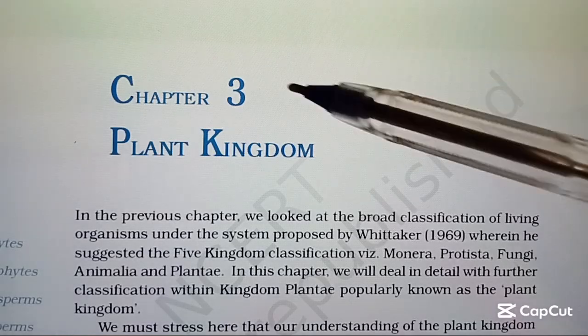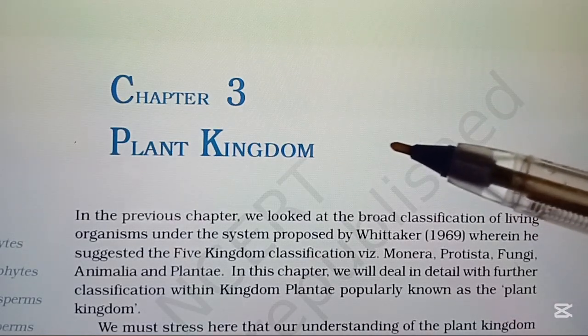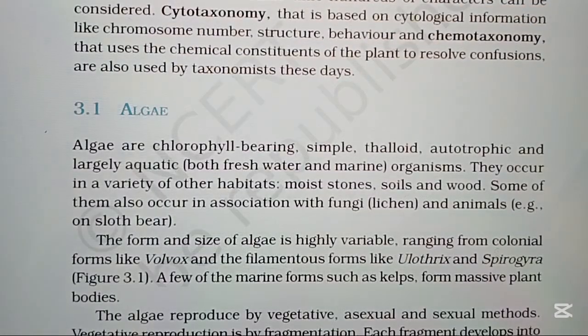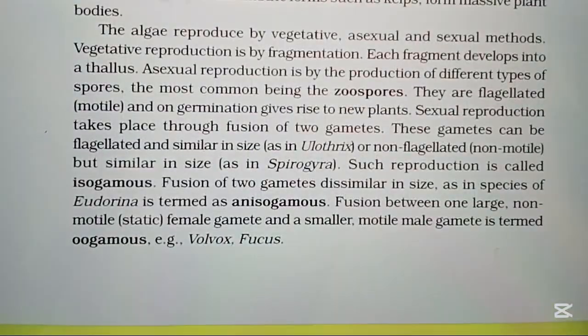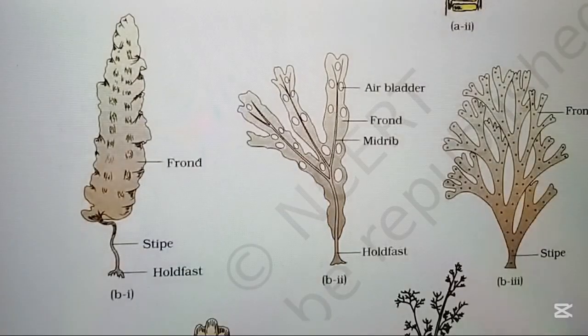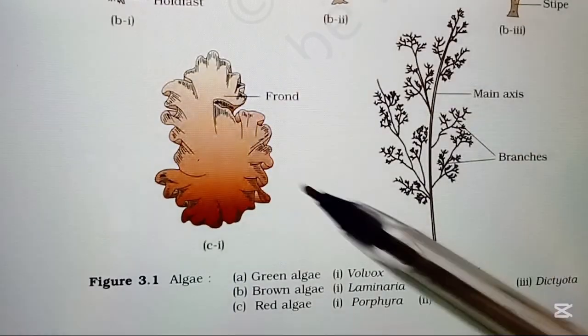All the diagrams from chapter number 3, Plant Kingdom, from grade 11. Starting with the topic algae. In the topic algae, there are so many pictures and you have to read all of these paragraphs to understand the pictures. Okay. From all of these pictures, this and this as well as this.